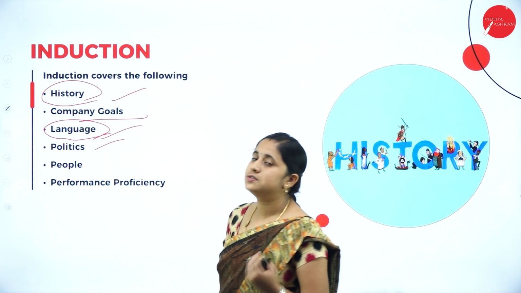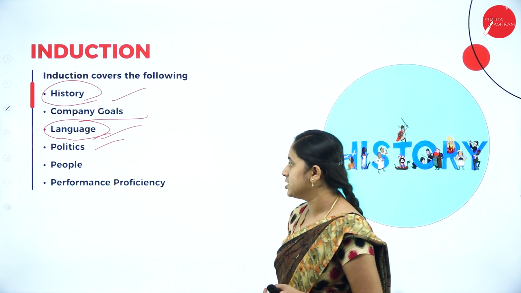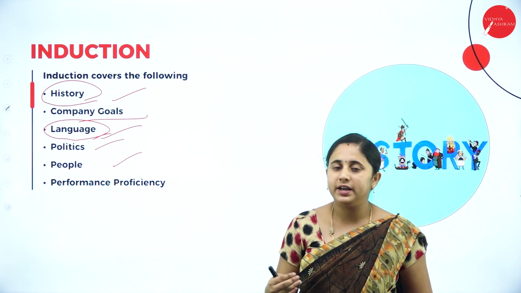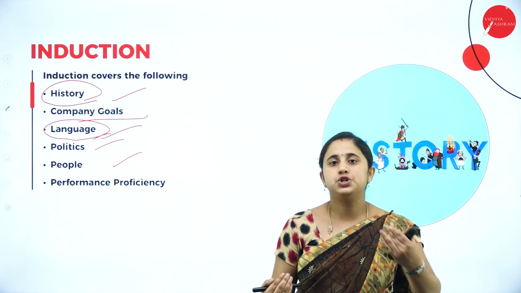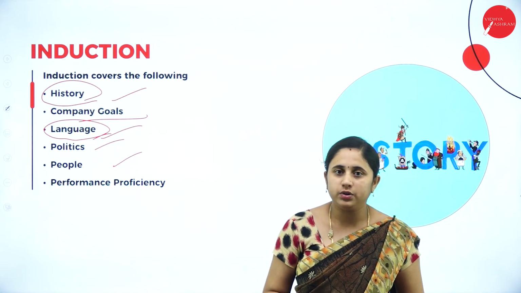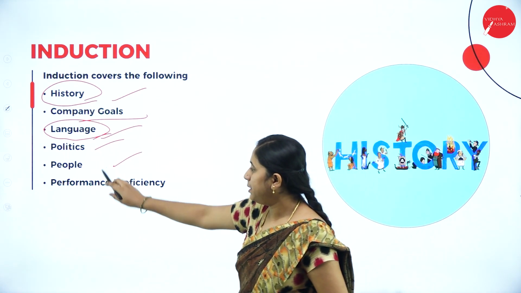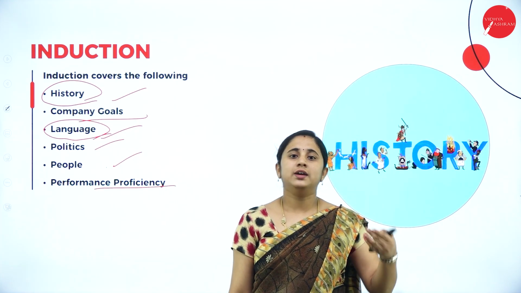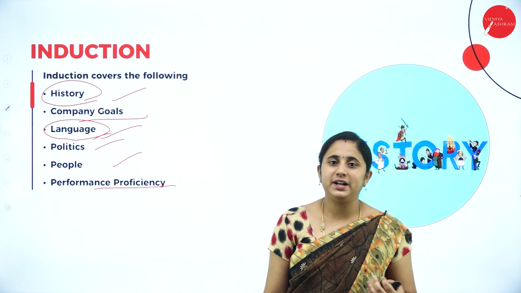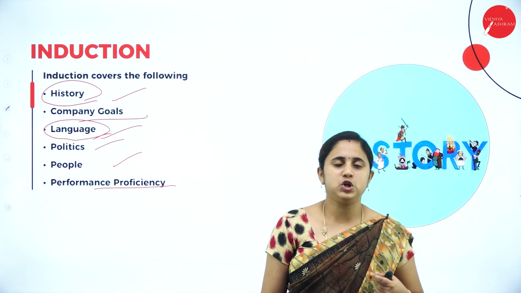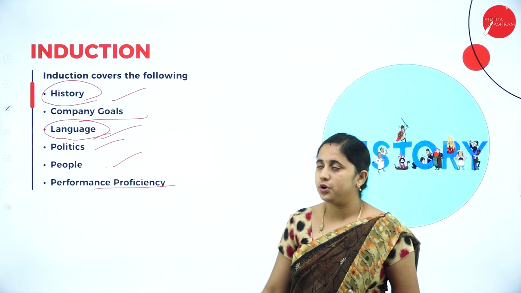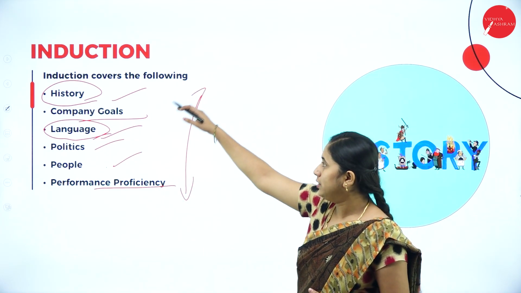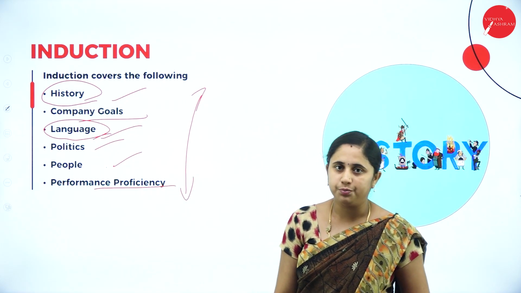Next one, politics, their rules and regulation, their conditions. Next, people: about the employee, subordinates, superior and higher authority, for whom he should be responsible, for whom he is accountable. All this information about the people. Next, performance proficiency: the roles and responsibility of the new employee and the skills required to perform those particular jobs. In the induction program, all this is included. We are going to give information about all these topics under the induction program.